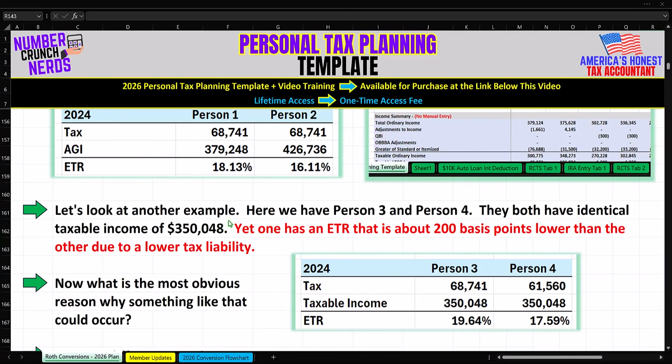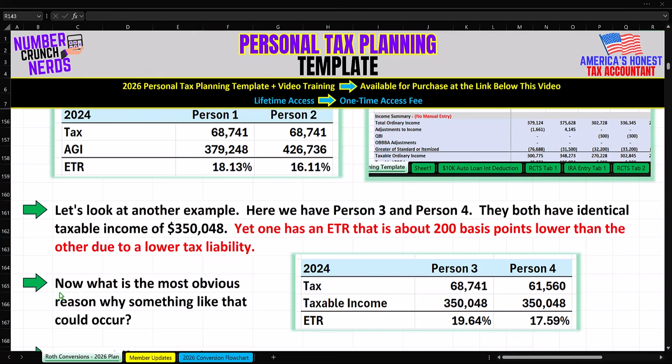Let's look at another example. Here we have person 3 and person 4. They both have identical taxable income of $350,048, yet one of them has an ETR that is about 200 basis points lower than the other due to a lower tax liability. So again, right here is person 3, they have $350,048, and person 4 also has $350,048 in taxable income, but the tax reported by person 3 is $68,741, whereas the tax reported by person 4 is $61,560.